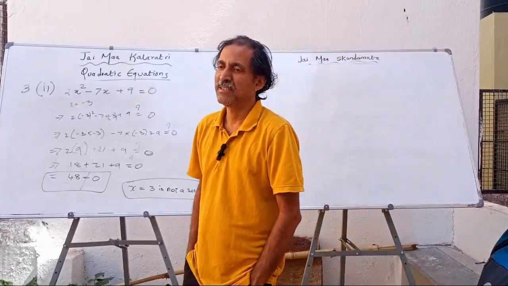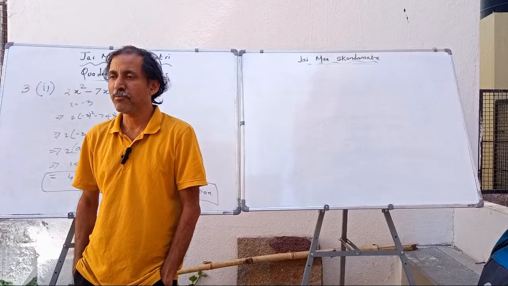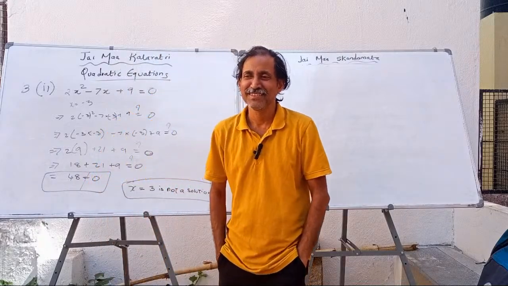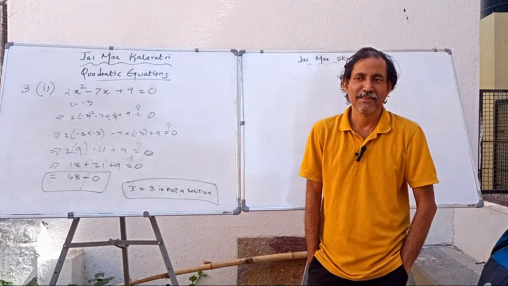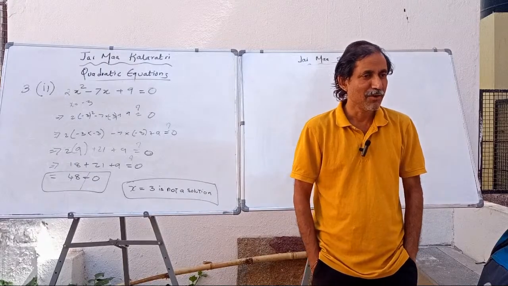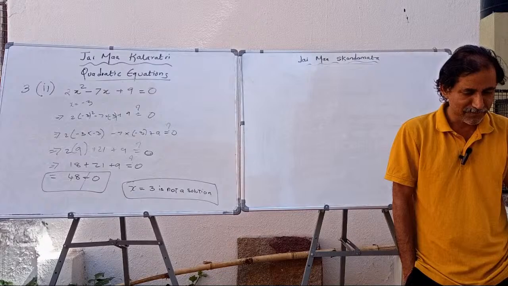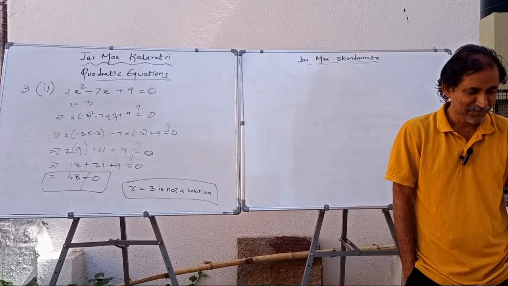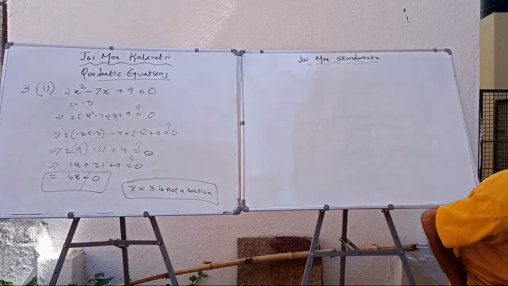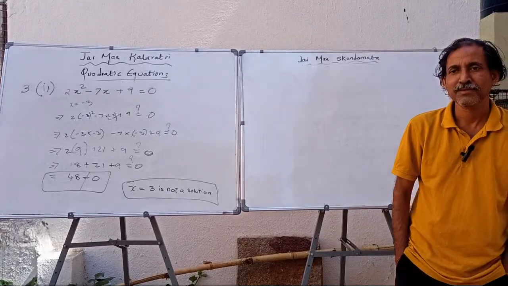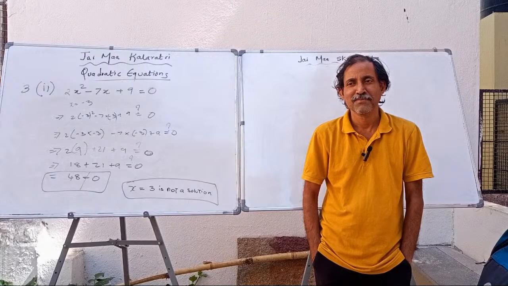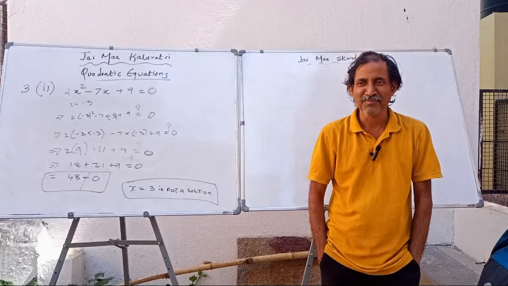So Sid, what next? Tell me about the formula. Do you want to derive the formula here? No. Tell me the formula then. X is equal to? X is equal to minus b plus or minus root of b square minus 4ac by 2a. Good. Now close the book and tell me the same.